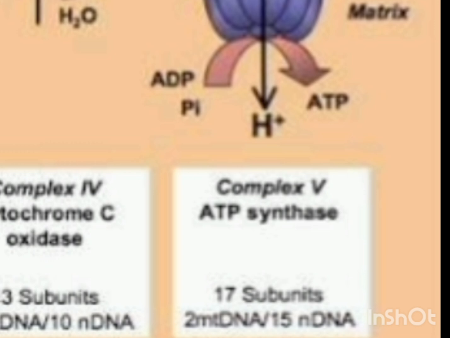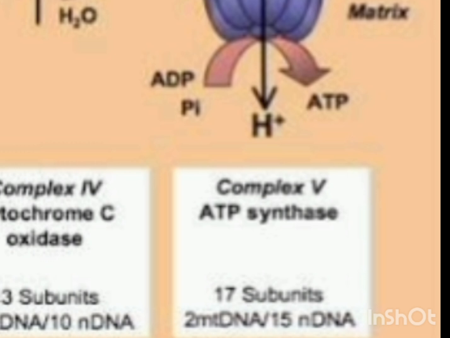The oxygen as the final electron acceptor. This is the fifth stage. At complex 4, the oxygen accepts electrons and combines with hydrogen ions to form water. Without oxygen, the electron transport chain stops functioning.